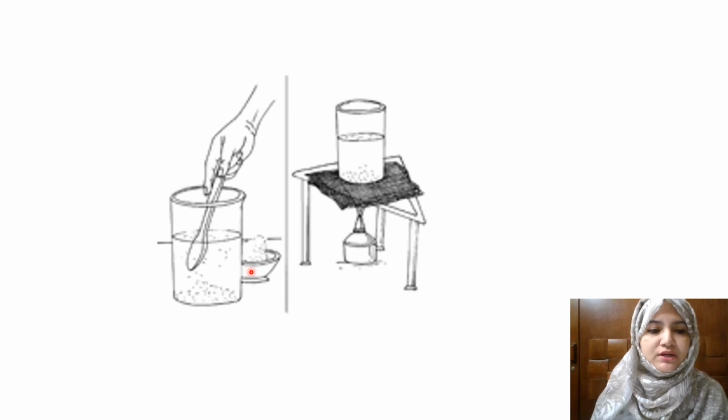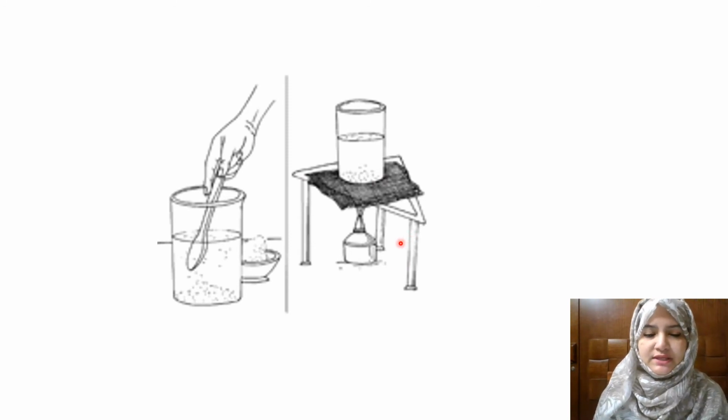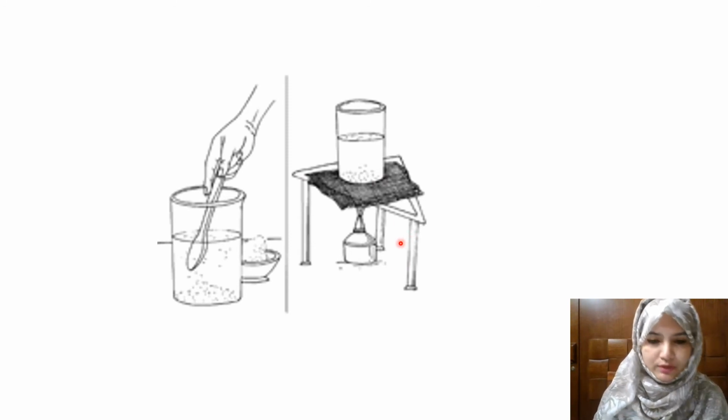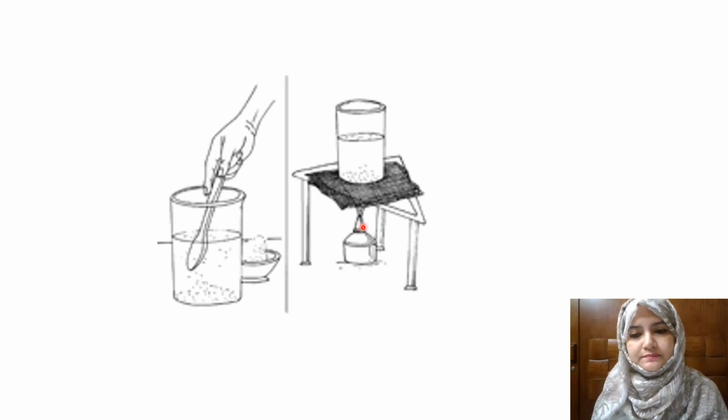Now place the beaker on the wire net, as in this picture. After making the saturated solution of sodium chloride, we place the beaker on the wire net kept over the tripod, and apply heat at the bottom of the beaker with the spirit lamp and continue to stir the solution.